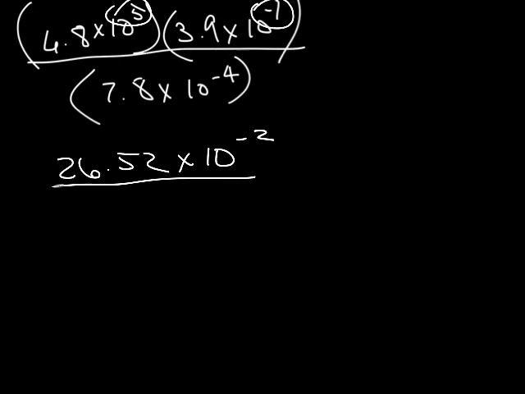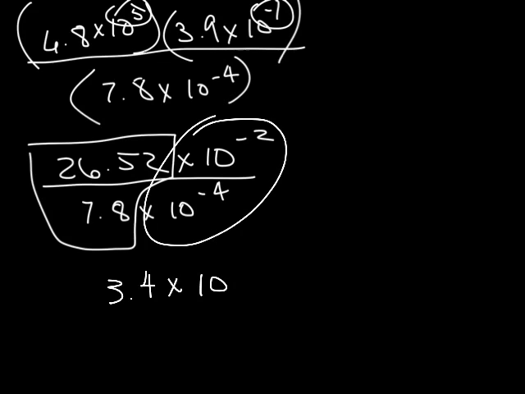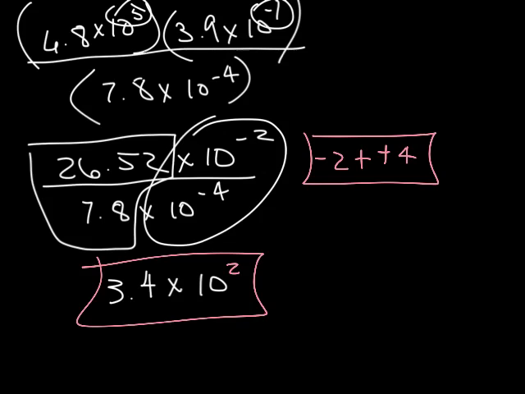Then I'm going to divide that by 7.8 times 10 to the negative 4. So let's go ahead and divide our numbers there. And that gives me 3.4. Now let's go ahead and do our tens here. So we have a negative 2 up on top, and we're subtracting a negative 4. So this is negative 2 minus a negative 4, or plus. So that's going to give me a 2 up there because negative 2 plus 4 is positive 2, and that's our answer.